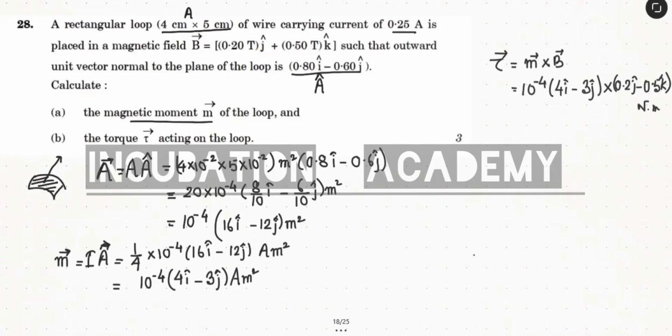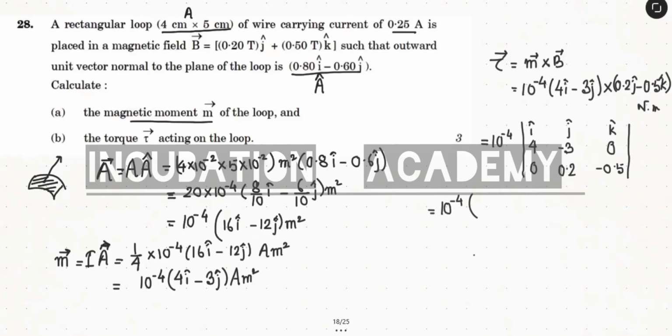Now 10 to the power minus 4 we can keep aside. We can draw a determinant for doing the cross product. This is i cap, j cap, and k cap. The first row is 4, minus 3, and no k cap is there, so it is 0. The second row has no i cap, but j cap is there, so 0, 0.2, and the k cap is 0.5.